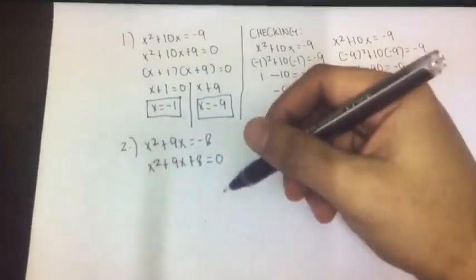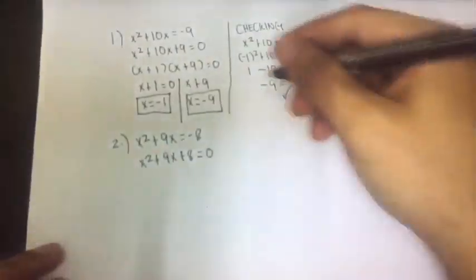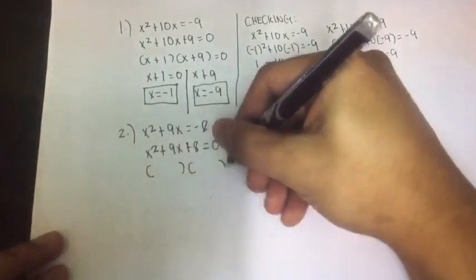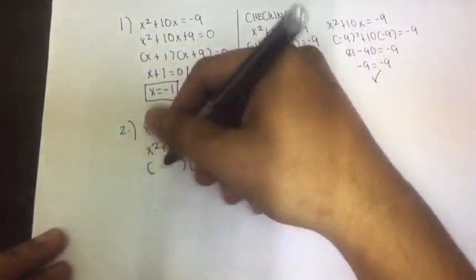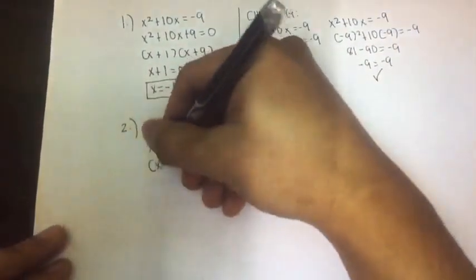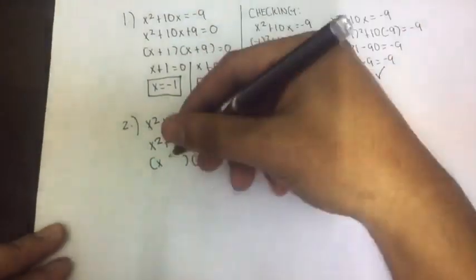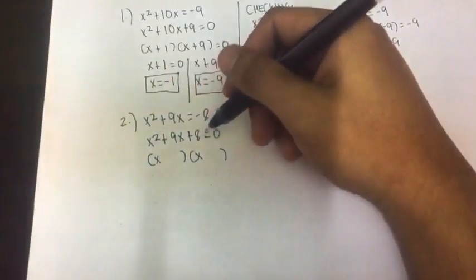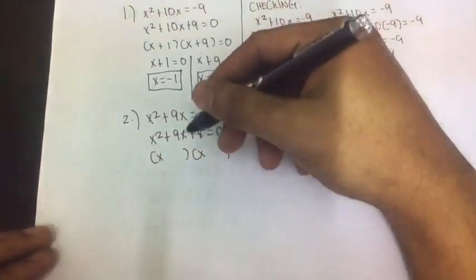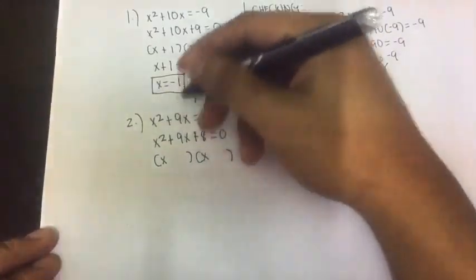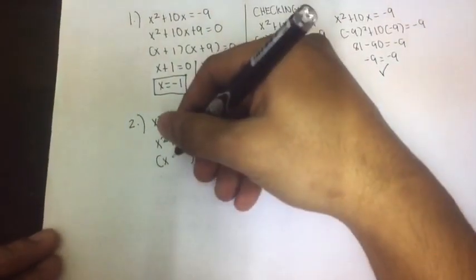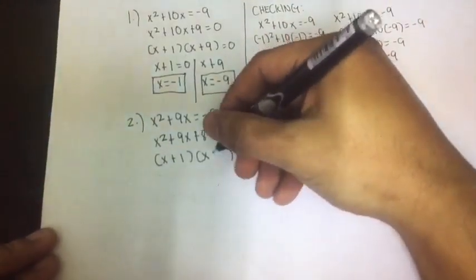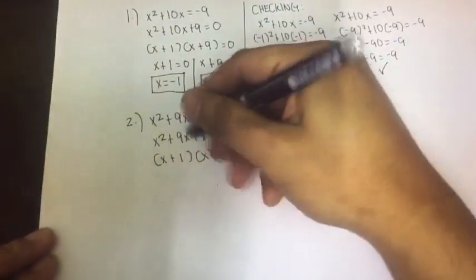We need to do trial and error. Put 2 parentheses and put x in the parentheses. We need to find the factors of 8 that give a total of 9. Just put 1 and 8, total of 9.